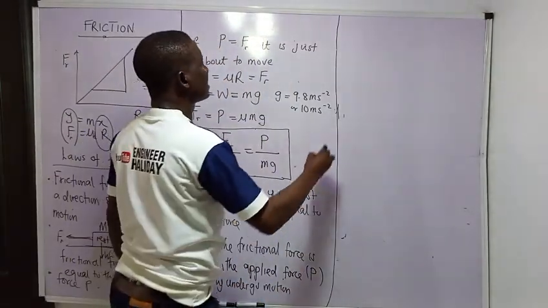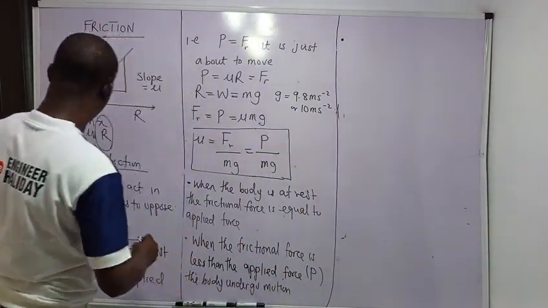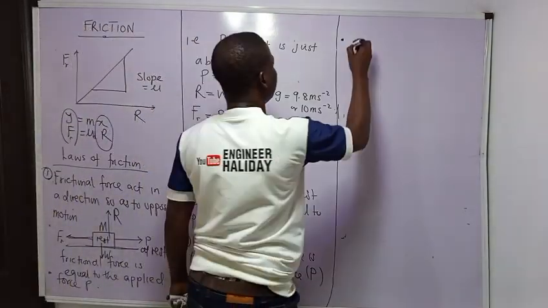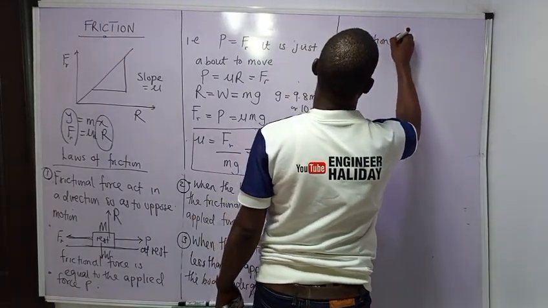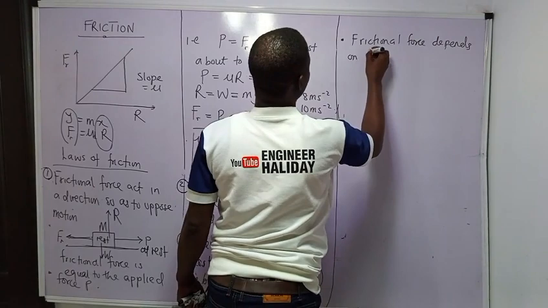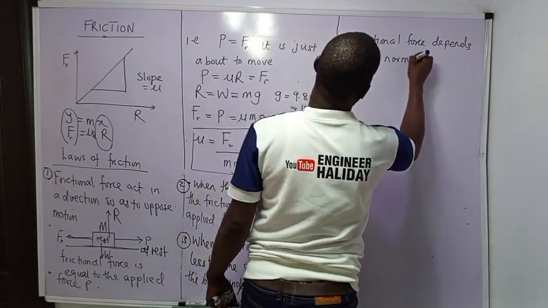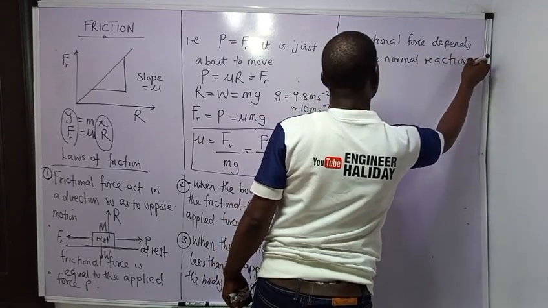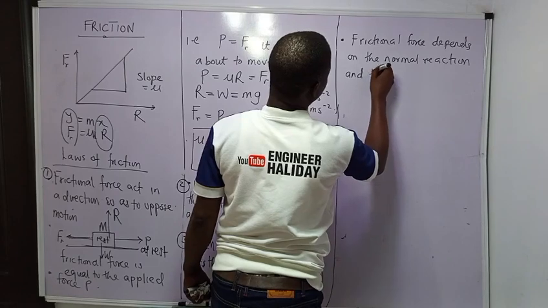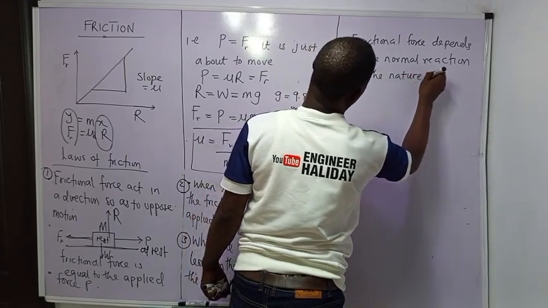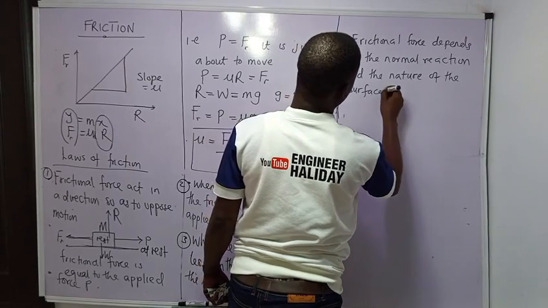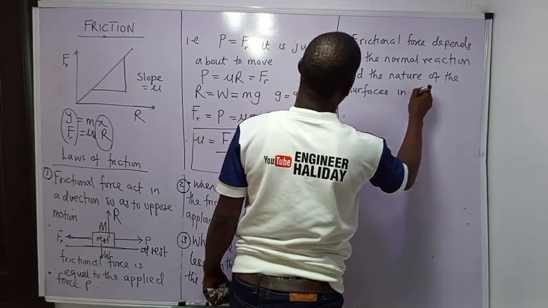Now, the next thing we are going to talk about: I've given you 1 point, I've given you number 2, I've given you the third point. Number 4 is that the frictional force depends on the normal reaction and the nature of the surfaces in contact.